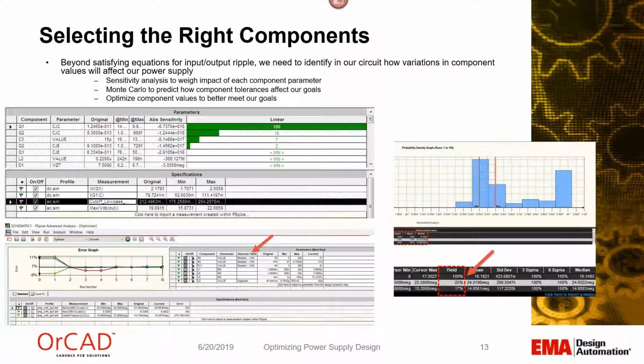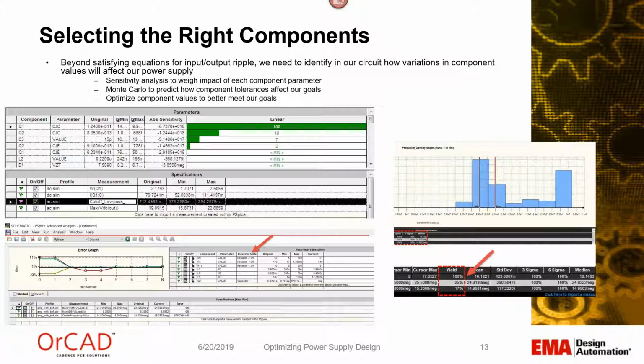So if we set some desired goals like we see here on the right, we can use a Monte Carlo technique perhaps to predict how variations in that tolerance range will affect our yield. How many percent of 1,000 boards we build will fail.